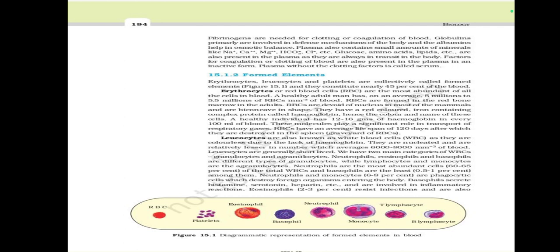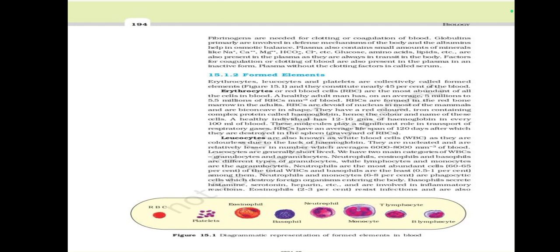Plasma also contains small amounts of minerals like sodium ion, calcium ion, magnesium ion, HCO3 negative, and chlorine negative, etc. Glucose, amino acids, lipids, etc. are also present in the plasma as they are always in transit in the body. Factors for coagulation or clotting of blood are also present in the plasma in an inactive form. Plasma without the clotting factors is called serum.